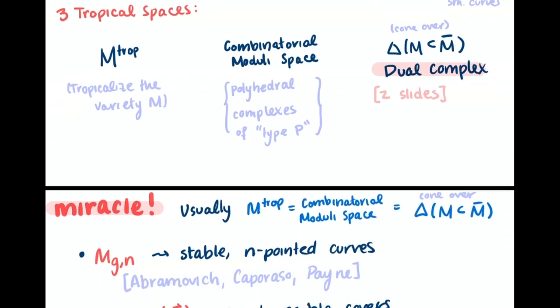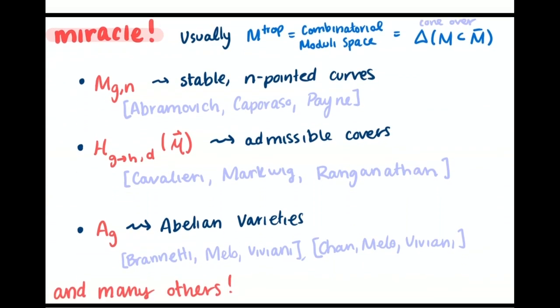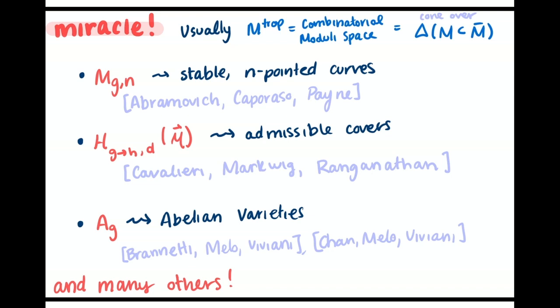However, the cool thing is that typically these three spaces actually coincide. This has been studied for a lot of moduli spaces, and this is just a couple of my favorite examples. One, the moduli space of stable n-pointed curves, whose tropical version is studied in papers by Abramovich, Caporaso, and Payne, and also many other papers. This is just one place you might look to learn about that. Then also the space of admissible covers, studied by Cavalieri, Markwig, and Ranganathan. And then in this talk, we're going to be looking at the space of abelian varieties. The tropical version of this is studied in papers by Brannetti, Melo, and Viviani, and Chan, Melo, and Viviani. And there are many, many other examples of moduli spaces that have been studied tropically, and many nice correspondences along these lines.